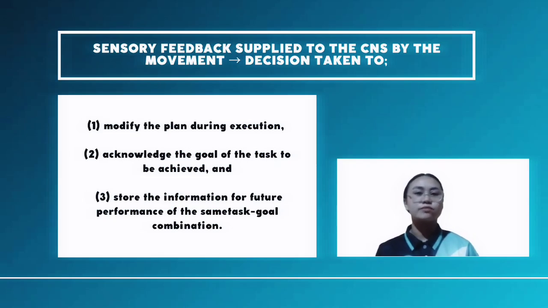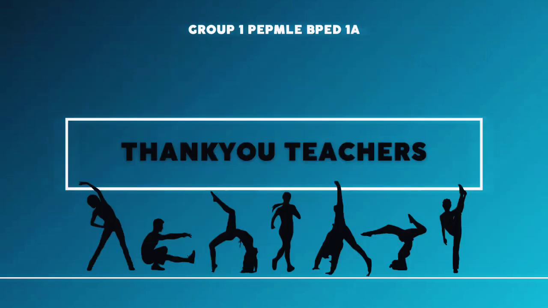Decisions are then taken. First is to modify the plan during execution, and keep in mind that we need to perform it properly so that we can avoid injuries. Second, acknowledge the goal of the task to be achieved. And lastly, store the information for future performance of the same task-goal combination. We need to preserve it so that we have a reference in the future if we need to do it again.